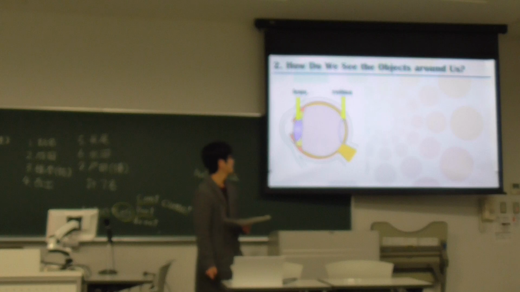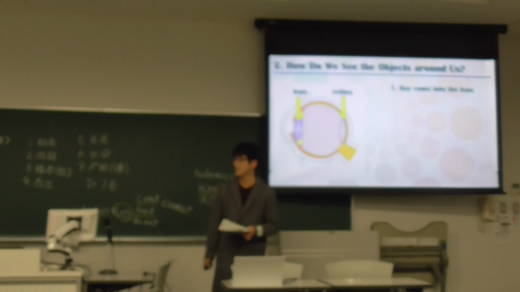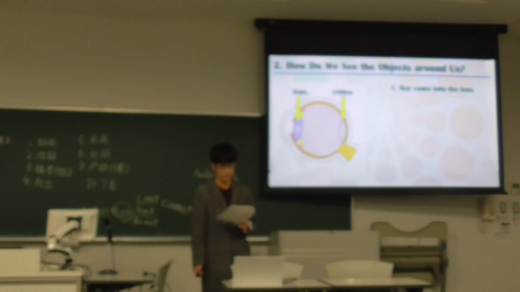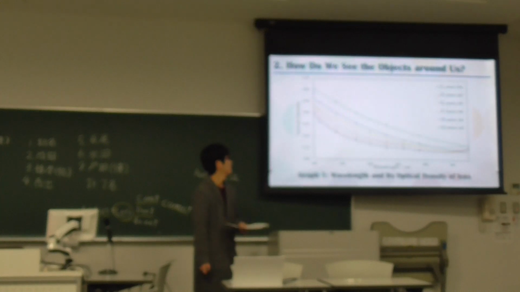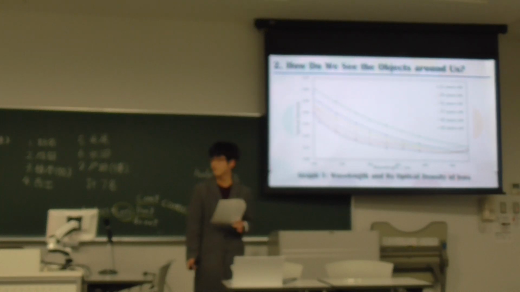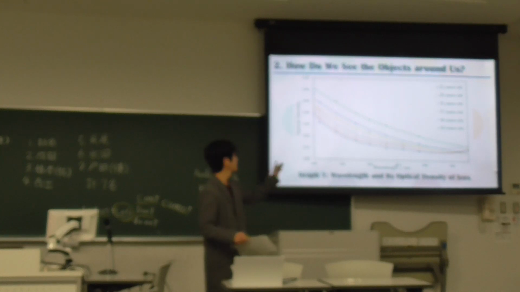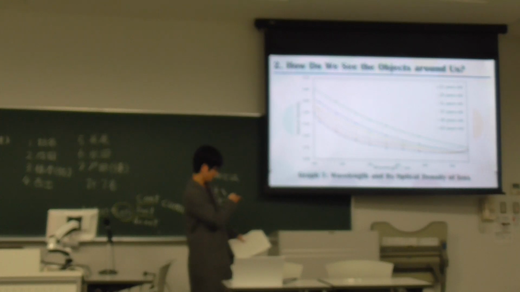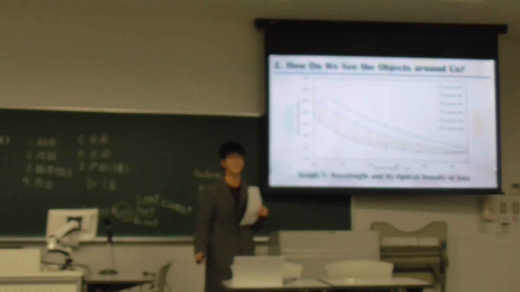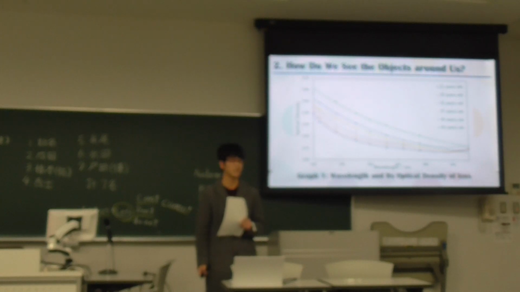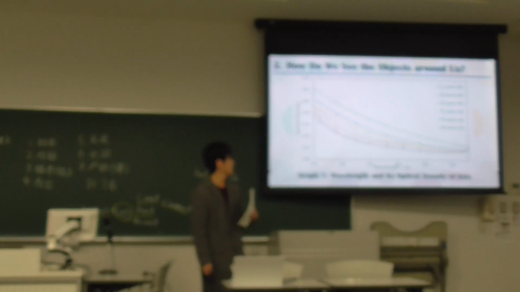Next, I researched about eye and brain in more detail. Light comes into our lens at first. Lens absorbs the specific wavelengths. Please take a look at this graph. It indicates that our lens absorbs shorter wavelengths than longer wavelengths. Furthermore, the older we become, the more wavelengths our lens absorbs.